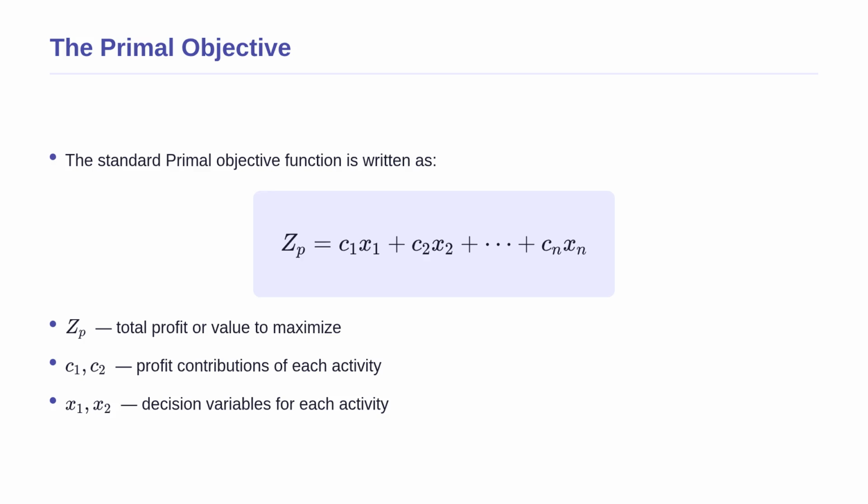Let us look at the mathematical representation of a standard primal objective function first. Here, ZP represents the total profit or value we want to maximize in the primal problem. The symbols C1 and C2 are the profit contributions of each activity, while X1 and X2 are the decision variables, representing how much of each activity we actually do. As we increase the values of X1 or X2, the total profit ZP increases. However, we cannot increase them forever. This objective is subject to resource constraints, which limit how much we can produce based on the materials available to us.